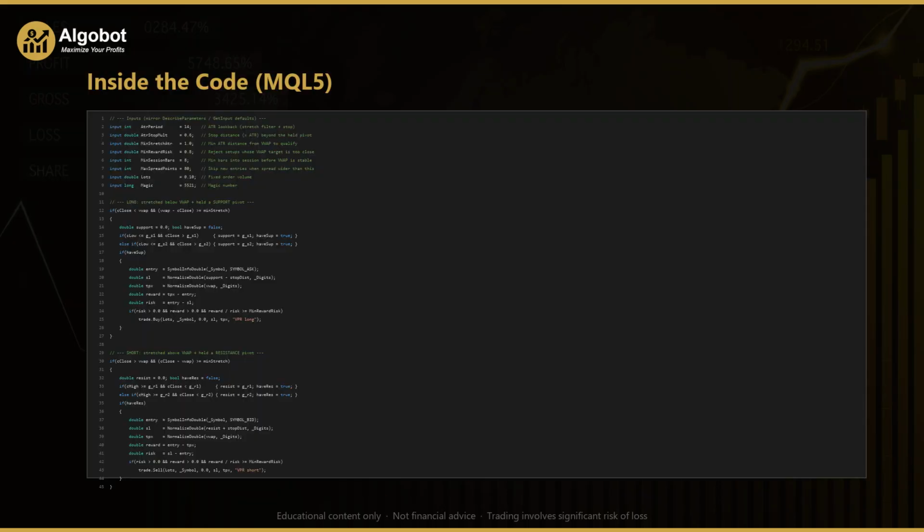Here's the heart of the strategy as it appears in MetaEditor. At the top, we have the input parameters. ATR period sets the average true range lookback, defaulting to 14. ATR-stop-multiple, defaulting to 0.6, controls how far beyond the held pivot the stop sits. MinStretchAtr, defaulting to 1, is the minimum distance from VWAP, measured in ATR, that qualifies as an overextension. MinRewardRisk, defaulting to 0.8, rejects setups where the VWAP target is too close. We also have min session bars, max spread points, the fixed lots, and the magic number.